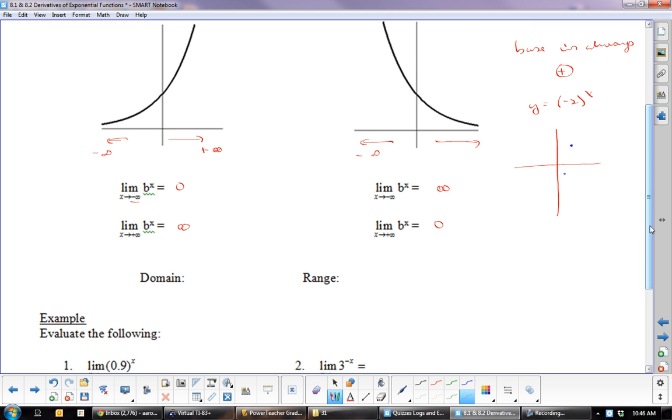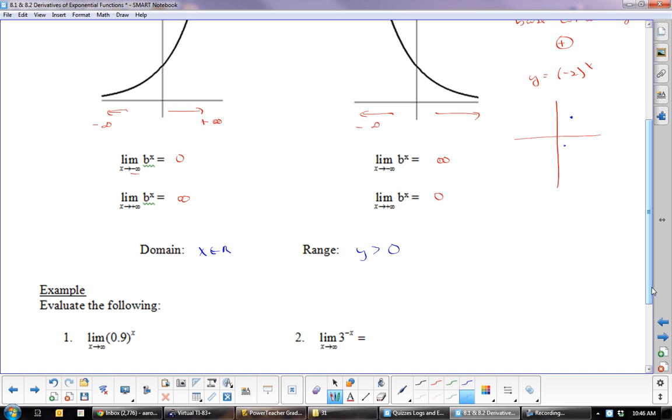Now, even though they are different graphs, they will have the same domain, x in the reals, and the range, y is greater than 0. Not greater or equal to, but greater.